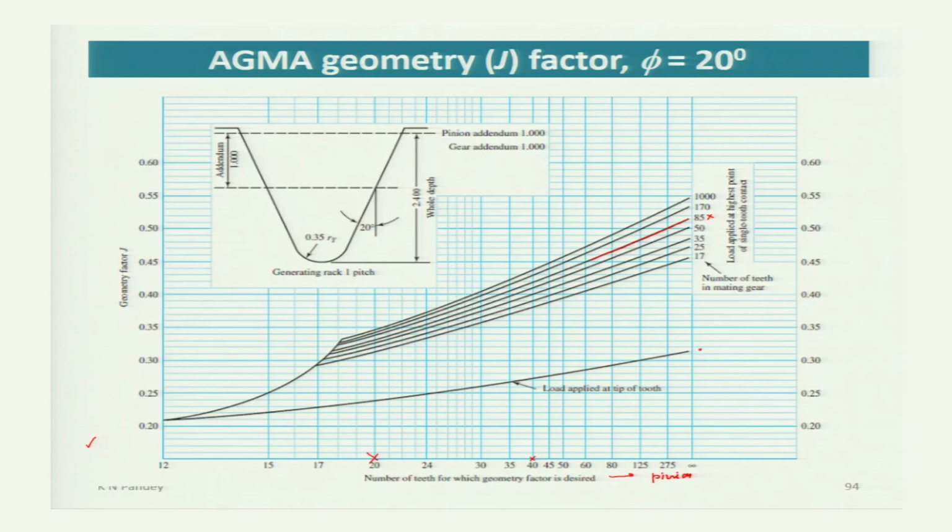Now if there is no load sharing, with load applied at the tip of the tooth, then there is only one curve corresponding to all mating gear numbers of teeth. And this other curve is for load applied at the highest point of single tooth contact, when the load is acting slightly below the point where the maximum load was acting at the tip.